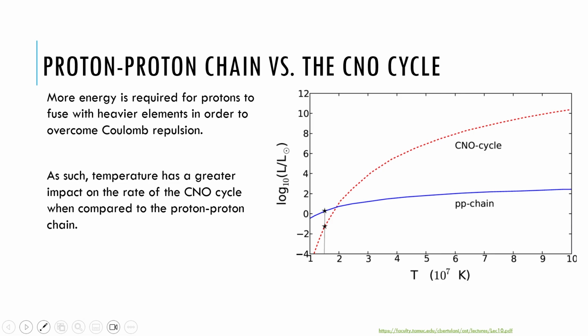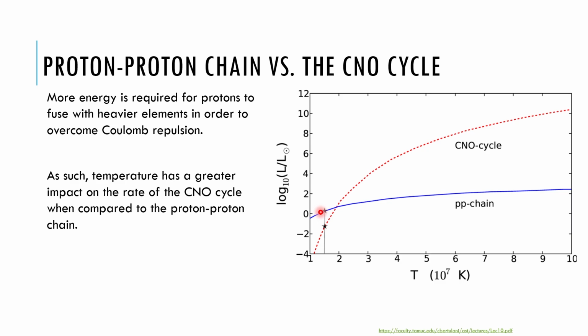Now, both of these processes can occur in stars, but which stars undergo which types of processes is very much dependent on temperature. The higher the temperature, the more frequent you will see the CNO cycle occurring. And for the cooler stars, you'll actually see the proton-proton chain be a little bit more dominant. So why is this the case?